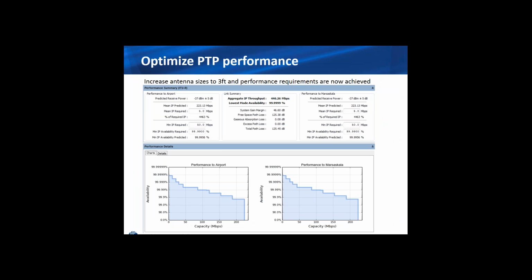In the performance details, we also show the information in either chart format, as you can see here, or you can select the Details tab and see a tabular format against each modulation mode. These provide different ways of looking at more details of the performance of the link.